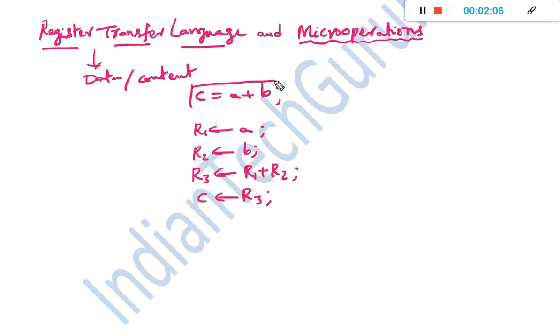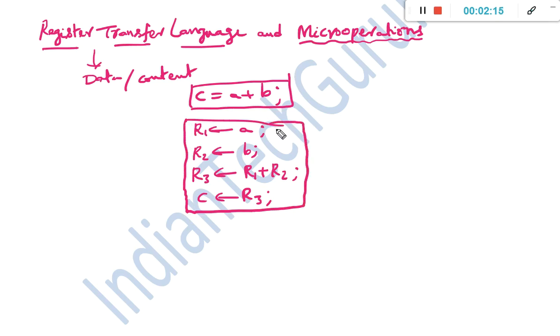So one single C language statement has been converted into 4 micro operations. Sometimes these micro operations are also called basic steps. So one single line of code is now converted into 4 different lines of code.